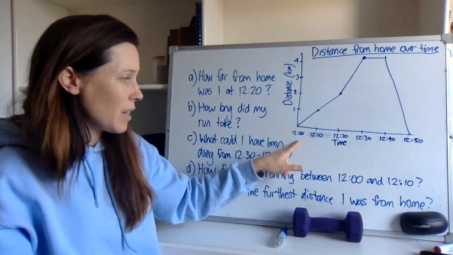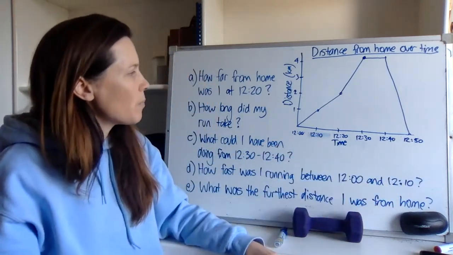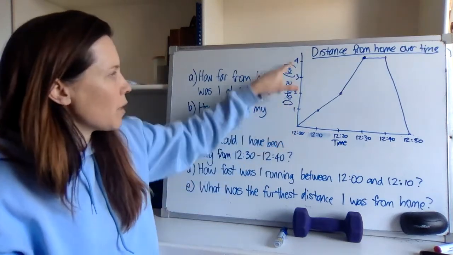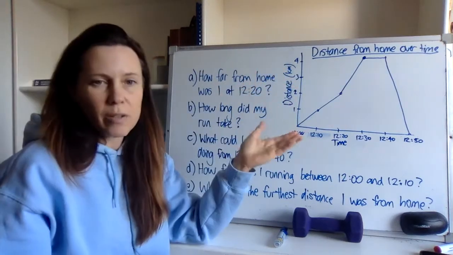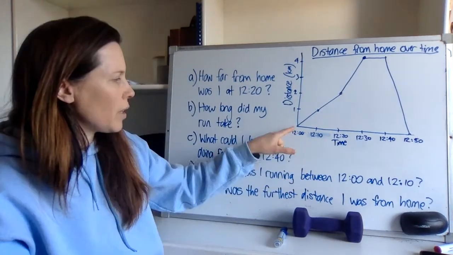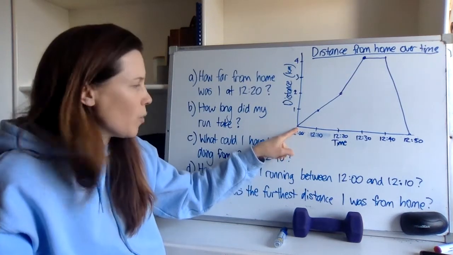Time seems to start in this experiment at 12 o'clock and finishes at 12:50. And I can see how far away from home I am at any one time, anything up to 4 kilometers. So what I recommend you do with a graph like this is try and tell a story with it. At this time here, I'm no distance from home at all, so I must be at home.